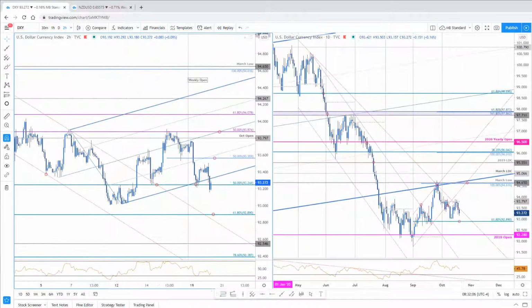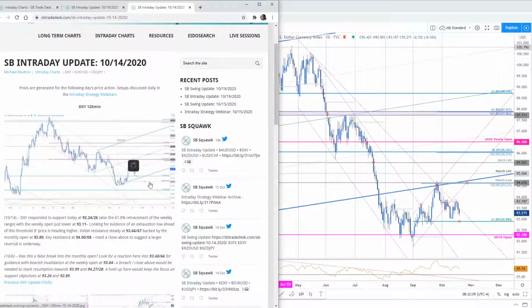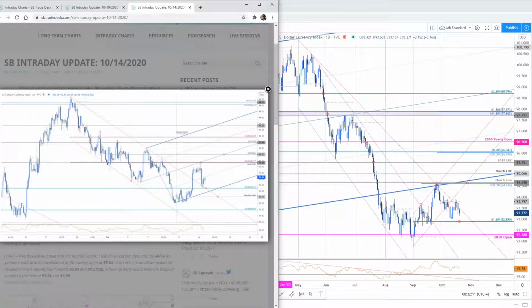And here was our last update on DXY. I wanted to highlight this near-term pitchfork. It turns out that we're already trying to break the lower bounds. The level we're looking for is weekly open support at 93.11. We've probed that, and the 50% retracement, 93.24, was where we bounced yesterday.